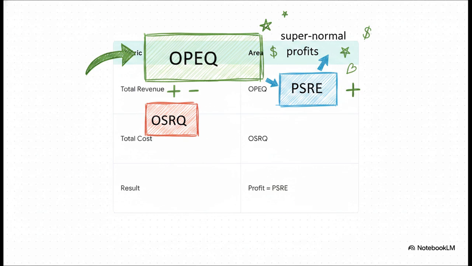The firm is being rewarded with pure supernormal profits, sometimes called abnormal profits, which you can see perfectly represented by that upper shaded rectangle, PSRE. Here, price is strictly greater than SAC.